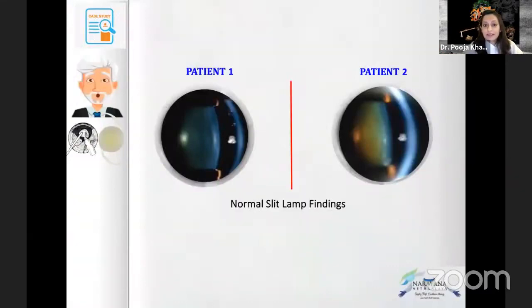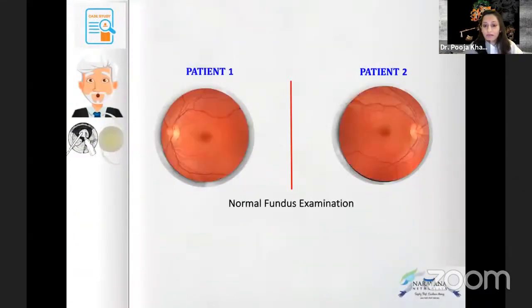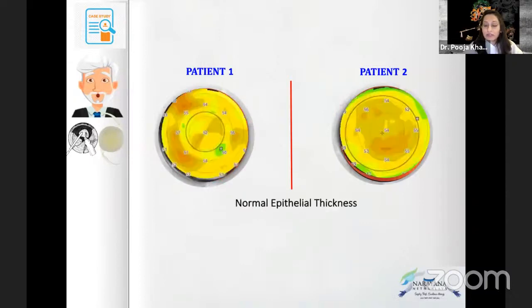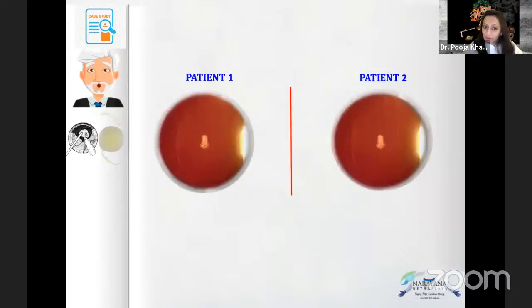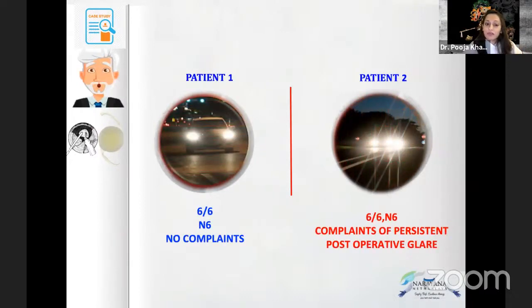Post-operatively, let's see this case. This is a patient with normal corneal findings, grade 3 cataract in the left eye, and a normal fundus examination. Epithelial thickness was normal, and so were the tear film metrics. We went ahead and put a multifocal IOL in both patients. You can see both are well-centered multifocal IOLs. Post-operatively, one patient was happy with 6/6 and 6, no complaints. But the second patient was extremely unhappy, despite 6/6 and 6, with persistent complaints of post-operative glare, which was not resolving with any treatment. We also gave the patient 6 months for neuroadaptation, but it did not improve.